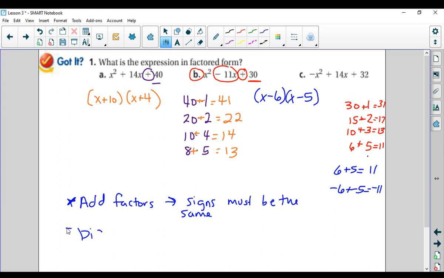If you find the difference, the signs must be different. And that's really, really important.